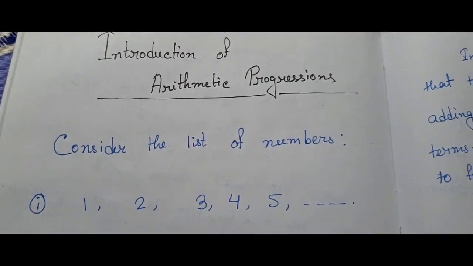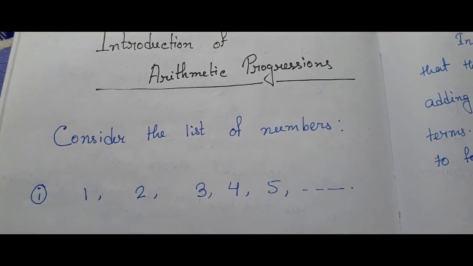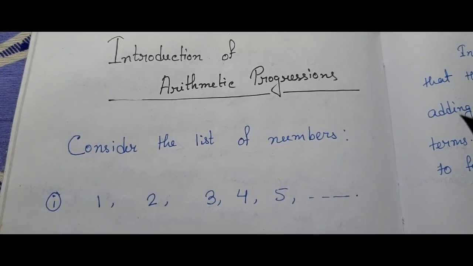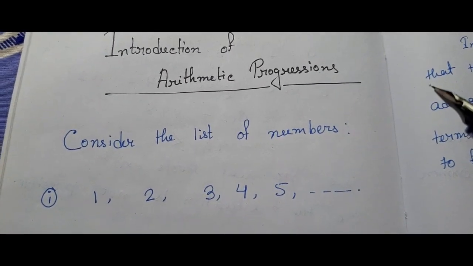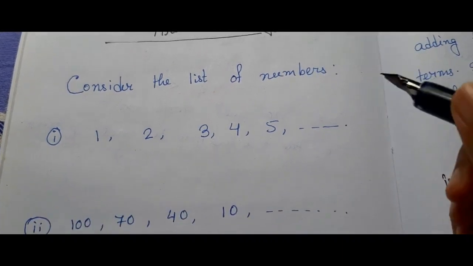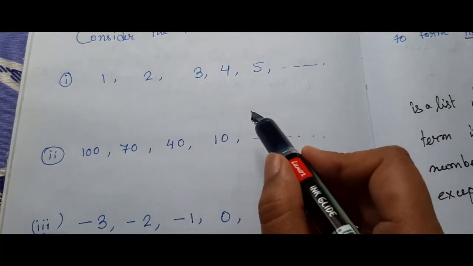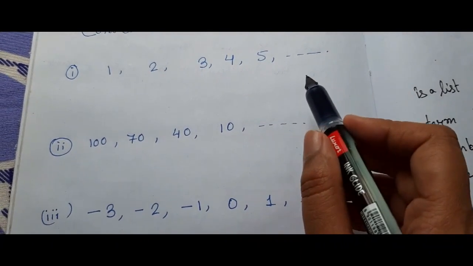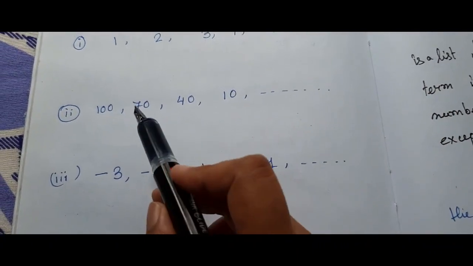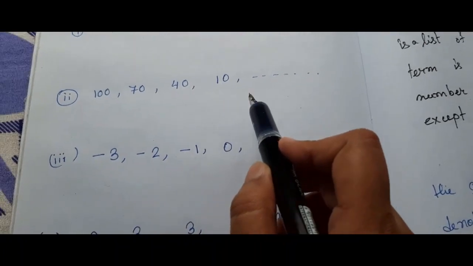Hello students, today we'll discuss the introduction of Arithmetic Progression, or AP. First of all, we'll start with 4 examples. Consider the list of numbers 1, 2, 3, 4, 5. This is the first example. The second one is 100, 70, 40, 10.